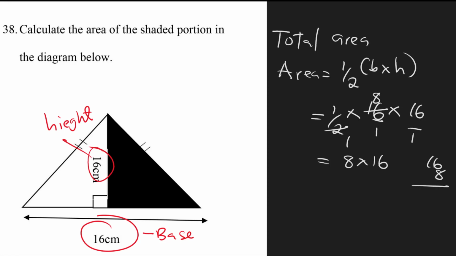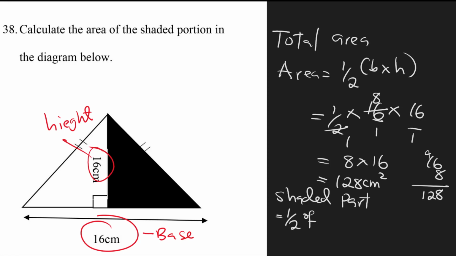8 times 6 is 48, right? So put 8 carry 4. 8 times 1 is 8, and 8 plus 4 is 12. So it is 128 centimeter squared. That is the total area, right? And remember, if you can see, the shaded part is half of the shape. So you say the shaded portion is equal to what? Half of the total.